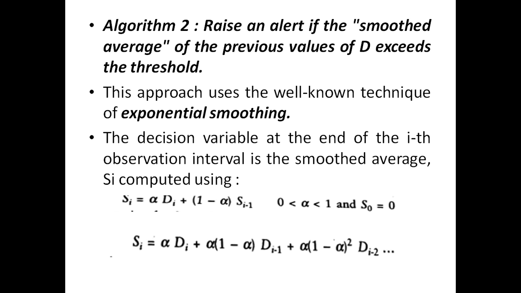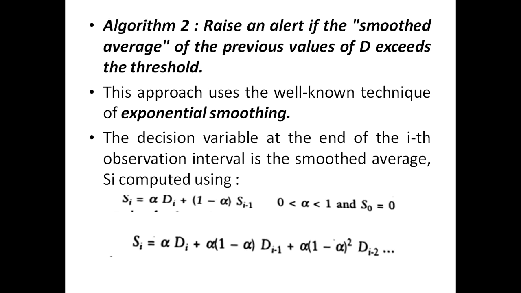So they went for the second algorithm: raise an alert if the smoothed average of the previous values of D exceeds the threshold. This approach uses the well-known technique of exponential smoothing. The decision variable at the end of the ith observation interval is the smoothed average, which is computed by the formula Si = alpha*Di + (1 - alpha)*S(i-1), where the value of alpha ranges between 0 and 1 and the value of S0 is equal to 0.